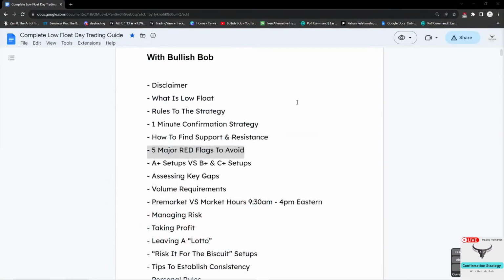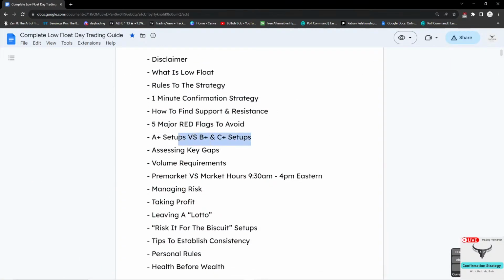We've got the strategy which goes over A+ setups versus B+ setups versus C+ setups, right? We try to grade each one of these gaps. We try to grade each one of these key levels and continuation moves. We assess the key gaps. We look for volume requirements. We look for managing risk. It's so important. And sometimes we love to leave a lotto because we like to risk it for the biscuit, right? We just saw a risk it for the biscuit there.